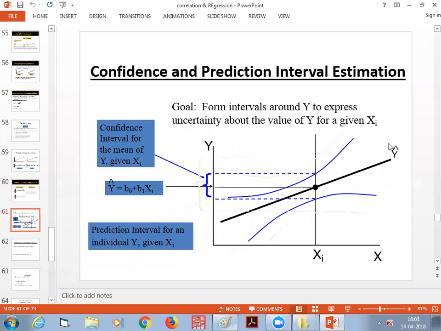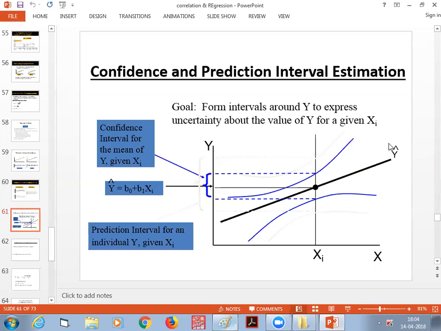Next, we have to go for what? Confidence interval and prediction interval estimation. So what is the difference between the confidence interval and the prediction interval? You can see the goal: form intervals around y to express uncertainty about the value of y for a given x_i. That means you are trying to find an interval for the y value, that is the dependent variable value, around the value at the given x_i.